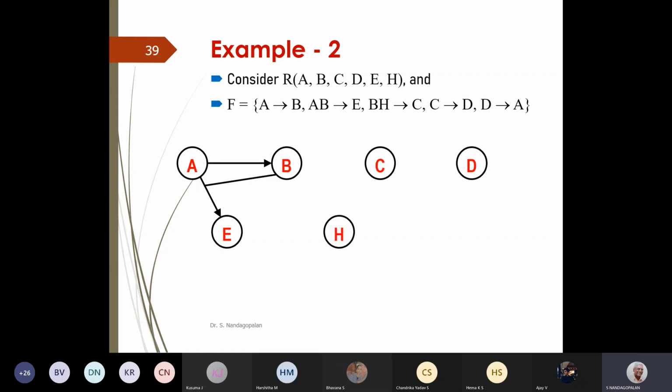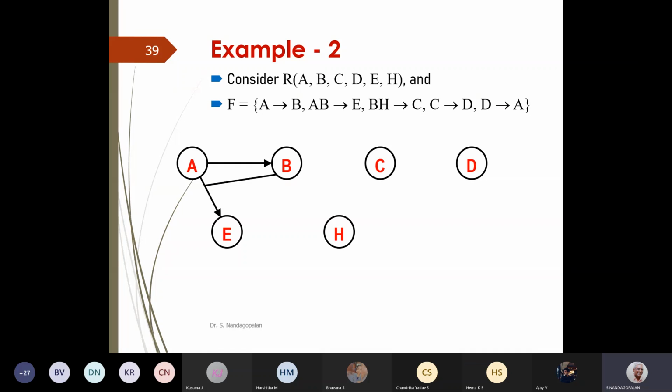But some attributes may appear on either side. For example, C is appearing on left as well as right. So there is an ambiguity whether it can form determinant or dependent. Now, if it appears only on left, that means no incoming edges. That's a perfect candidate key. That's part of it.